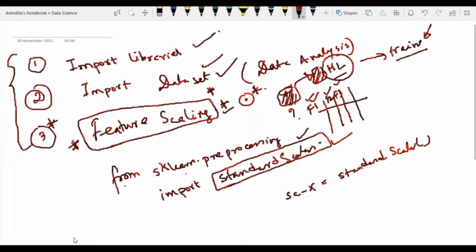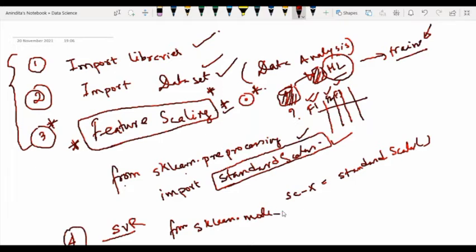Now we will talk about step number 4. In step number 4, we have to train the support vector regression model. This is a training process, and it is the same as the previous one. In order to train this model, again we have to take sklearn.model_selection, and we have to import train_test_split.